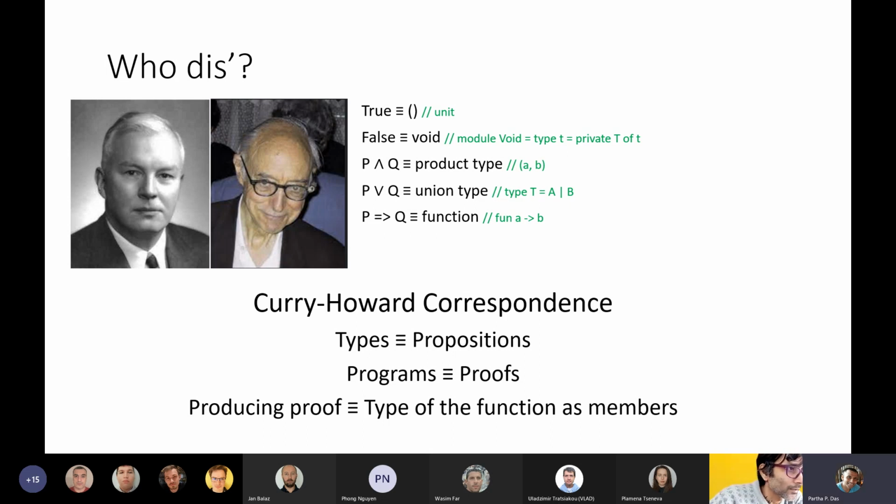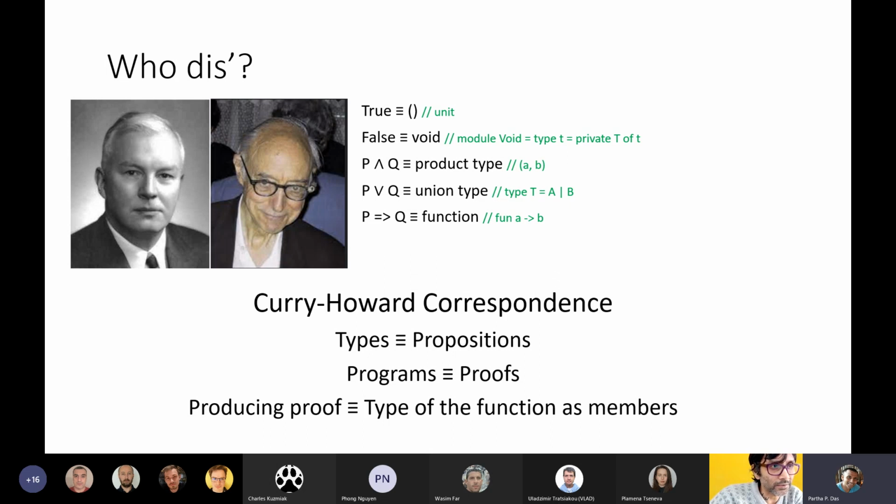Okay. The first one is Haskell Curry. The second one is William Howard. And where do they come in? They discovered something called Curry-Howard equivalence or Curry-Howard correspondence, right? Anybody heard of this? This is actually pretty sexy. Is that like the currying stuff that you can do in like Haskell and stuff? That's named after Haskell Curry, but that's not what Curry-Howard equivalence or Curry-Howard correspondence is.